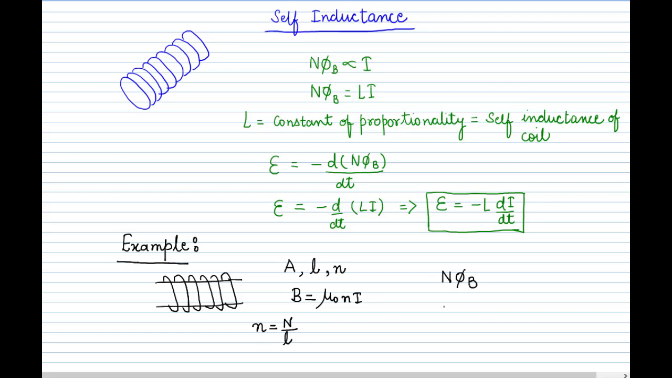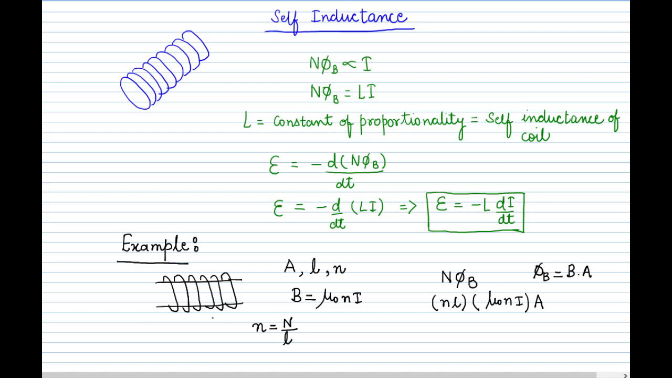So we can write capital N as small n into the length of the solenoid. Also, the magnetic flux phi B is given by B into A. The magnetic flux was given with the formula B dot A. So B corresponds to the magnetic field of a solenoid, which we write as mu naught n I. And A is the area of cross section, so we will write down A simply as A.